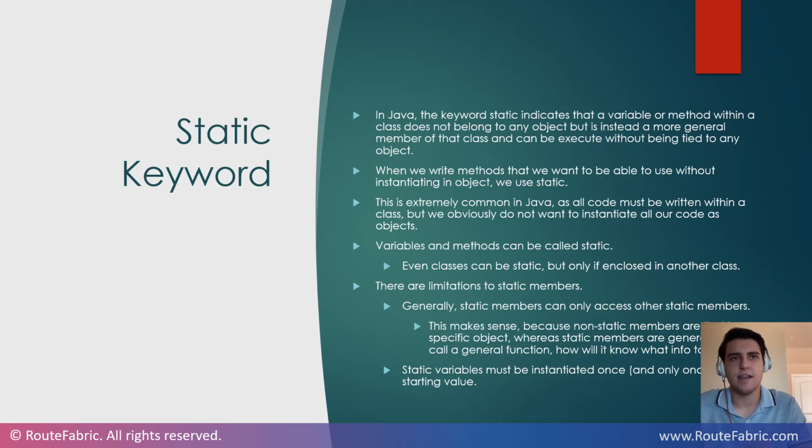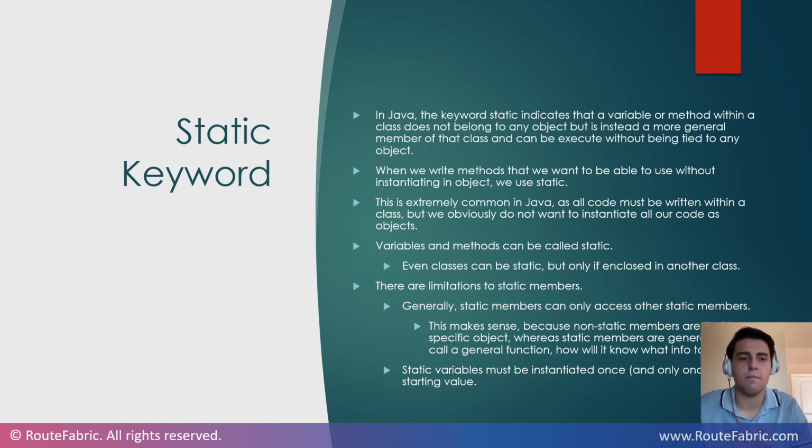All right, so the static keyword. In Java, the keyword static indicates that a variable or method within a class does not belong to any specific object, but is instead a more general member of that class and can be executed without being tied to any object. Basically, when we specify that a variable or a method in a class is static, that means it doesn't apply to any specific object, but is generally usable. We've already kind of used this.